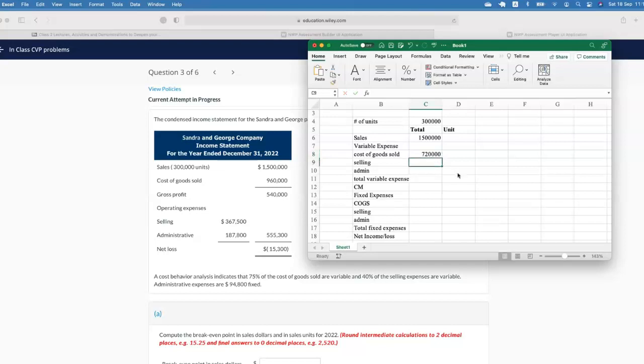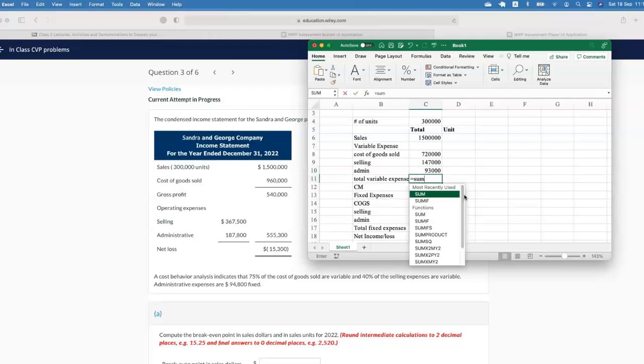For the selling expense, it's saying that 40% of the selling expenses are variable. So I'll do the same thing, 367,500 times 0.4. For the administrative expenses, it's saying that 94,800 is fixed, and it's not in percentage. So I will subtract it from the total administrative expenses to get the variable, 187,800.